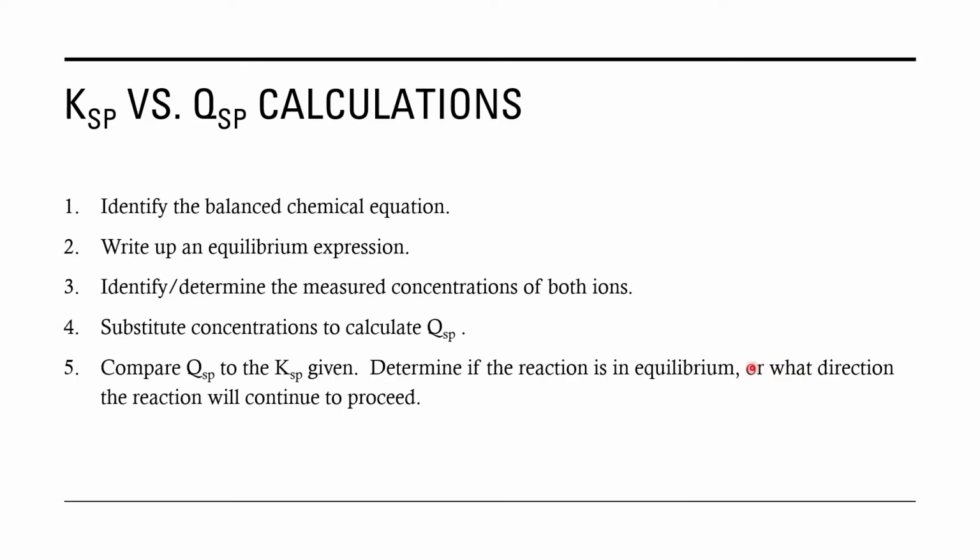When we're doing a Ksp versus Qsp calculation, very similar to our K versus Q that we did a couple of weeks ago, what we need to do first, like for most of these calculations, is identify what the balanced chemical equation is and come up with an equilibrium expression, our ionic product. What we then need to do is find the measured concentrations for the particular scenario that we're looking at and substitute them in to calculate the Q value. We can then do a comparison, and depending on the size of Q, we can then predict whether or not there will be a precipitate formed or where the equilibrium system needs to proceed.